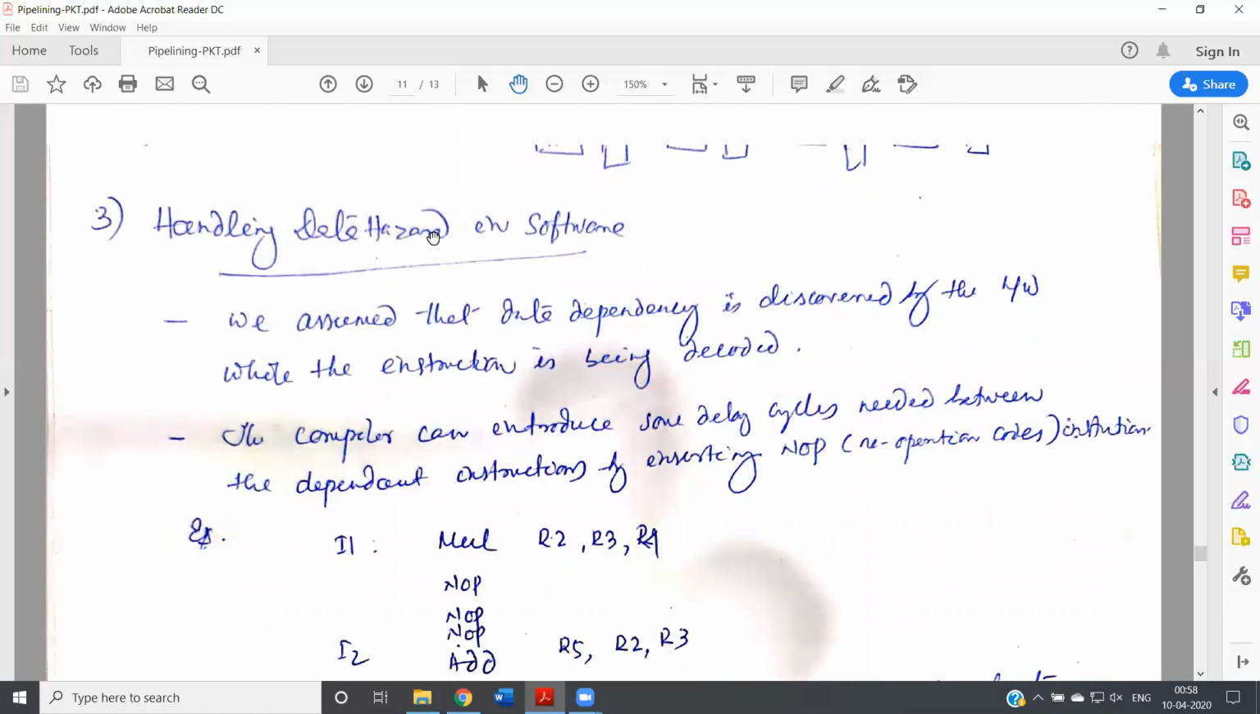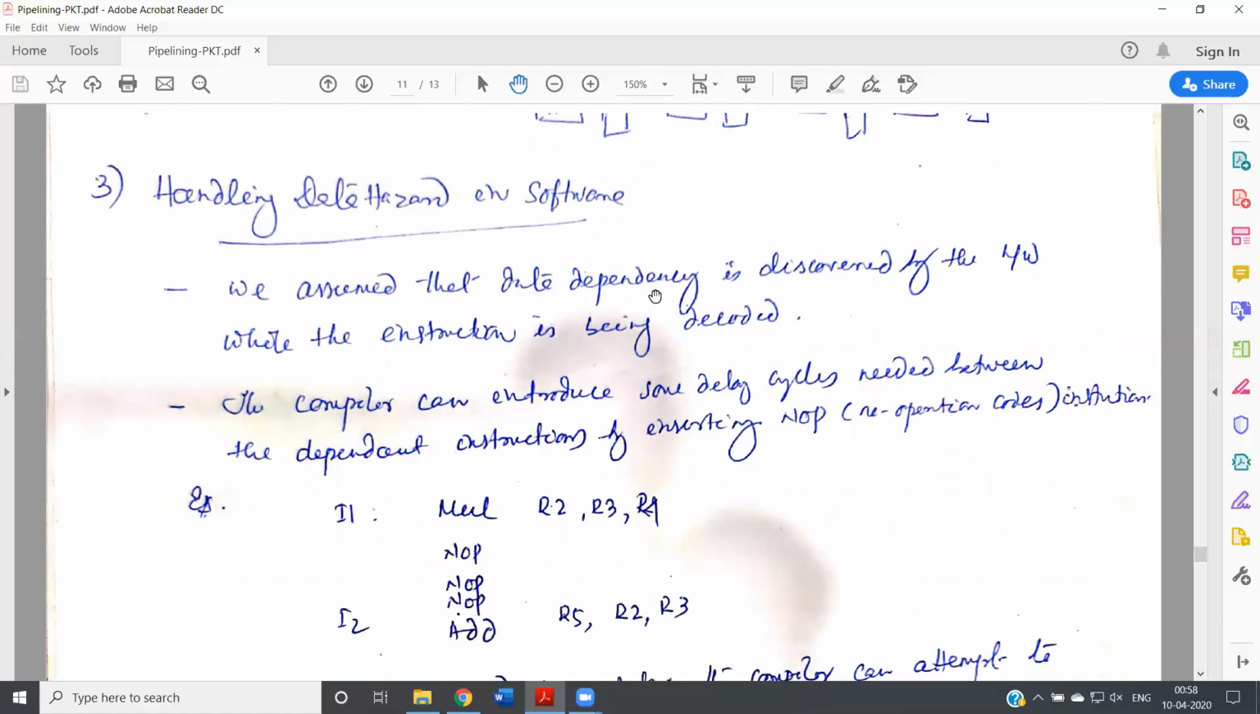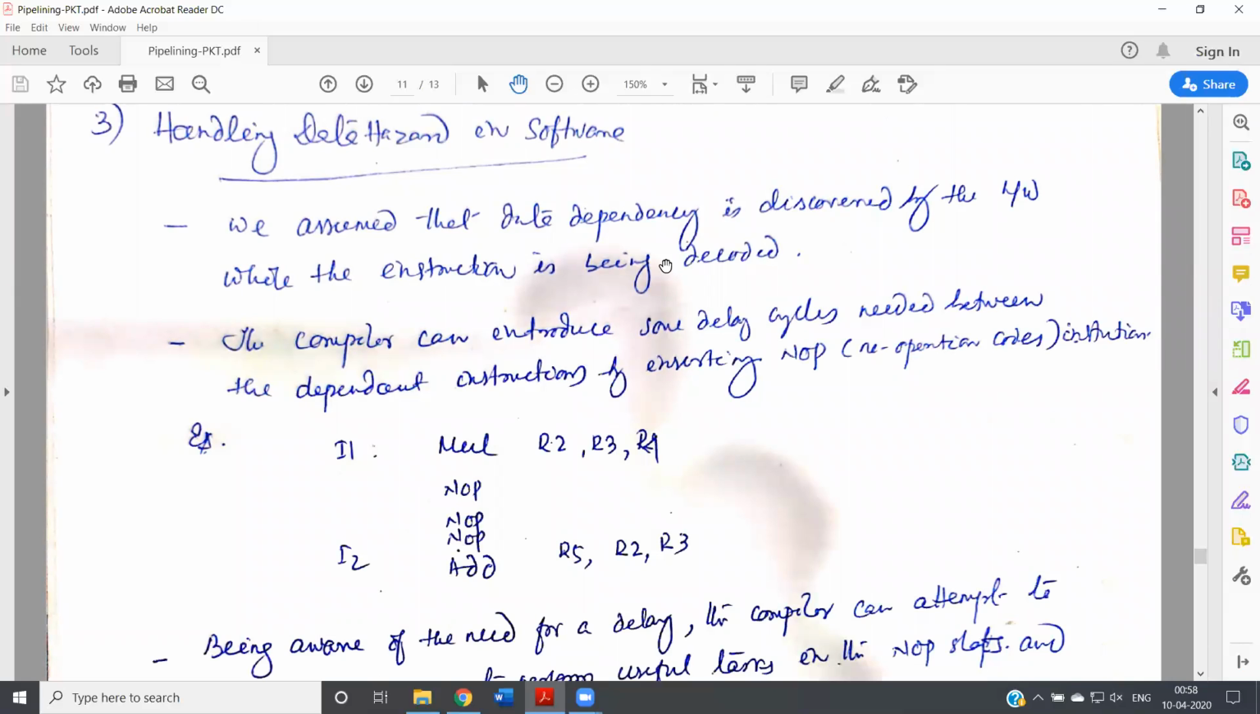Another way of handling the data hazard is in the software. Suppose that we see there is a dependency between instruction 1 and 2. Instruction 1 is writing to R2 and instruction 2 is reading from R2. So instruction 2 is dependent on instruction 1. Instead, by knowing that there is a dependency and 3 stalls will occur, we will insert 3 instructions over here. Those are called the NOP instructions, no operation instructions. These instructions will not do anything. They will only pass through the pipeline.